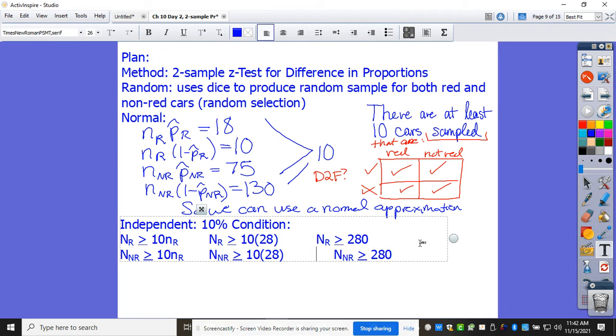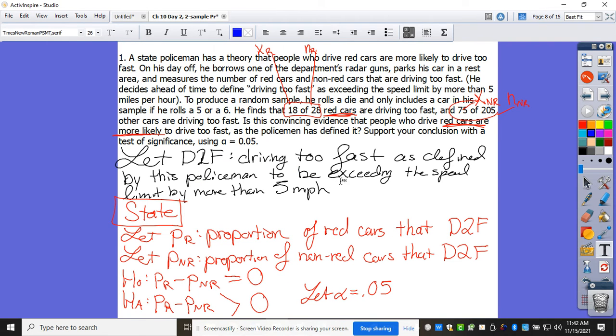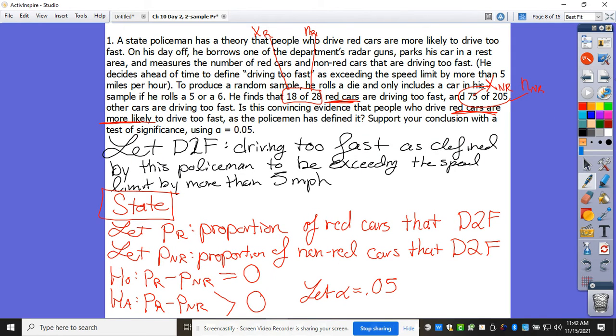How many not red cars were sampled? 205, which means how many have to be sampled? This is where you match what you said initially. So we defined our population here, we just said red cars and non-red cars, not where.